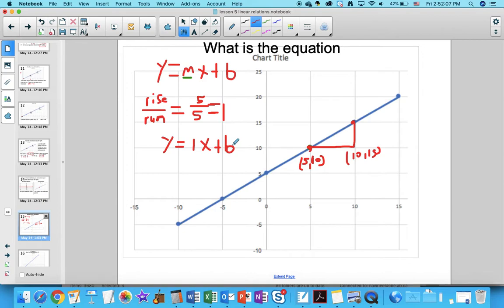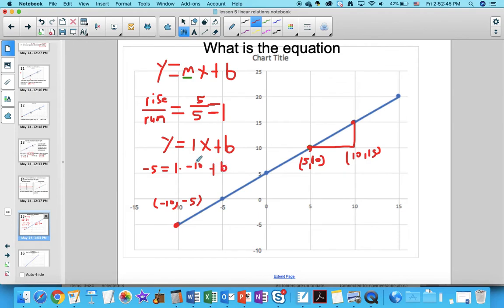Well, I just take a point on the graph. I can take this point, this point, this point. It doesn't matter. I'll pick this point. So this is minus 10 as my x value and minus 5 as my y value. I replace my values. So y is minus 5, so I have minus 5 equals 1 times x value, which is minus 10, plus b.